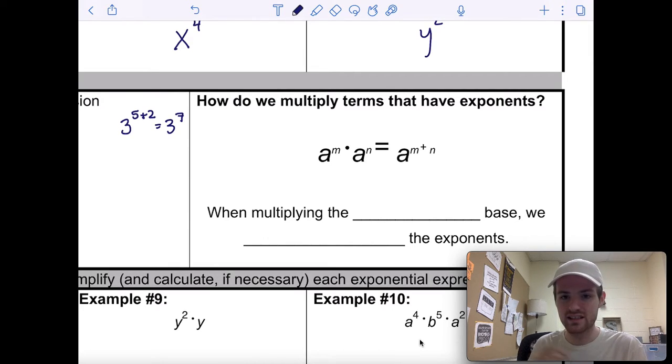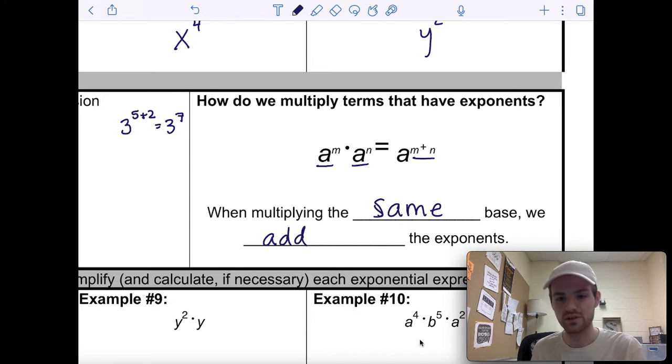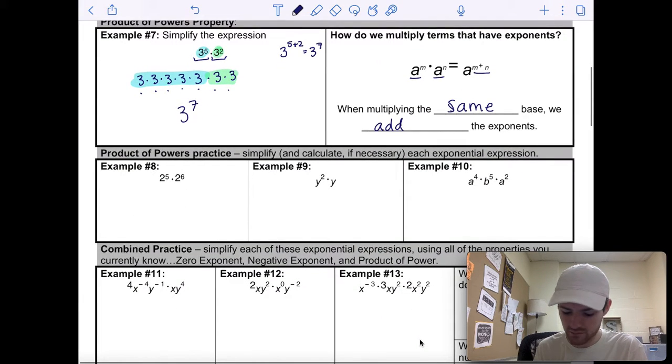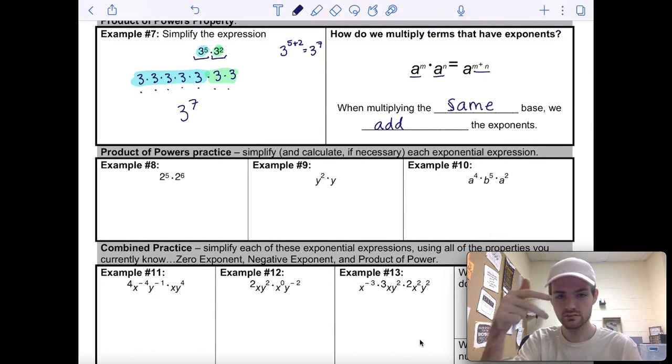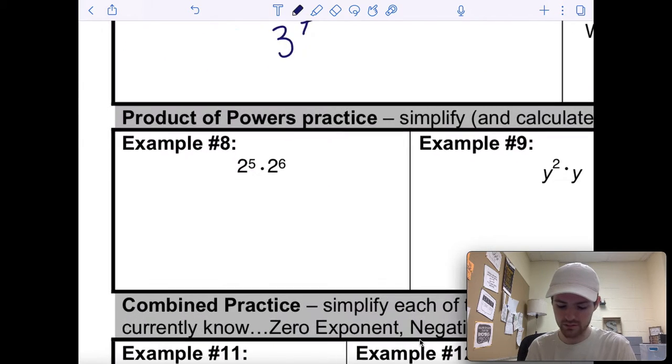So here we can see this general sense. If we have 2 of the same base, we will add together the exponents. Let's get some practice. Go ahead and pause and work on these 3 examples, 8, 9, and 10. I'll give you a second. I'm going to go over them in 3, 2, and 1.